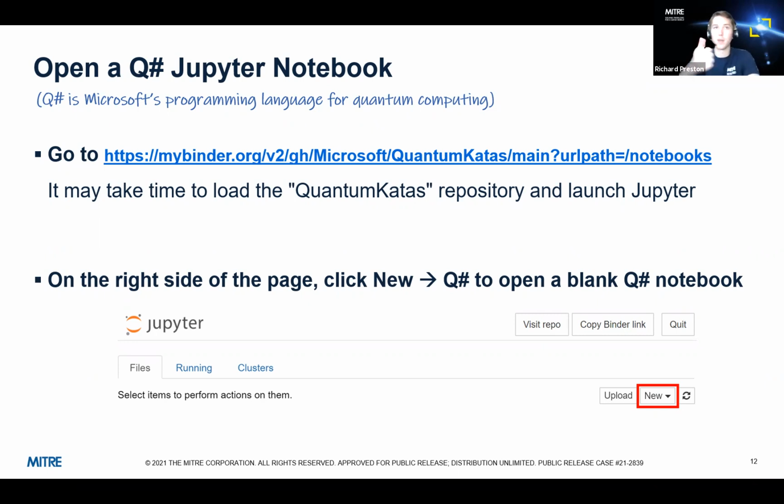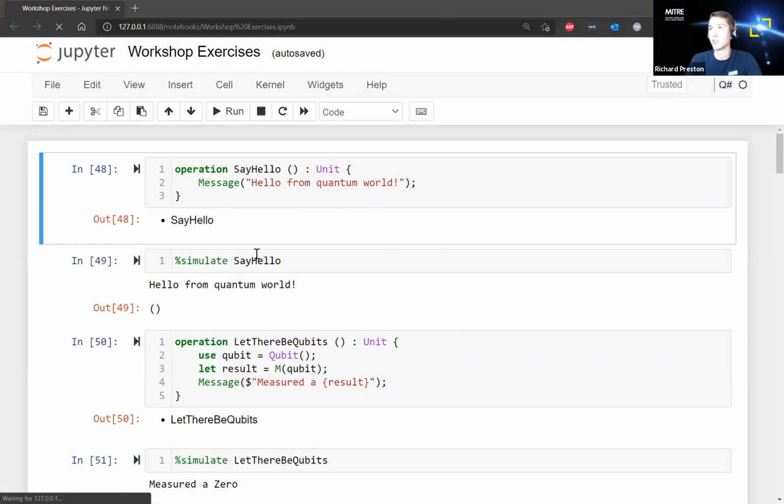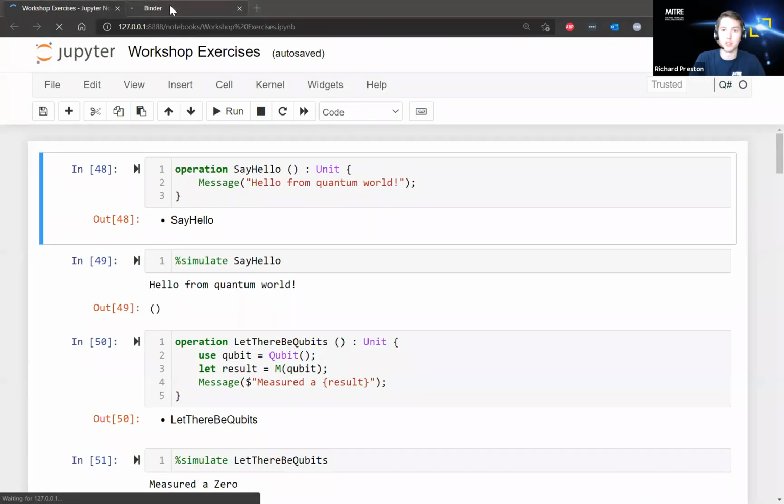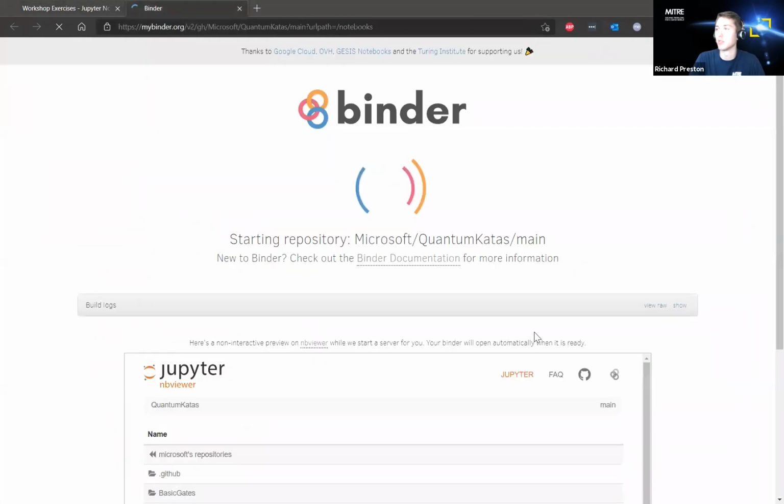Give me a thumbs up or thumbs down if you're able to get there or not. You should get something that looks like this, although it's going to be blank. So you should see Jupyter, and it'll probably be untitled up here. It takes a little bit of time to load, so just be patient. I can go to it and show you. Mine is a local Jupyter notebook.